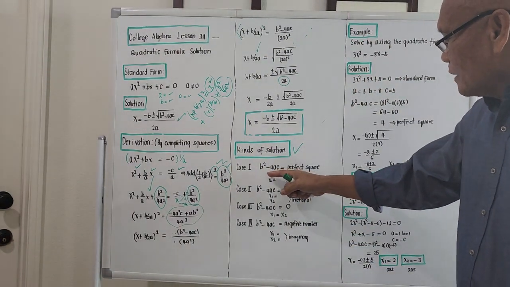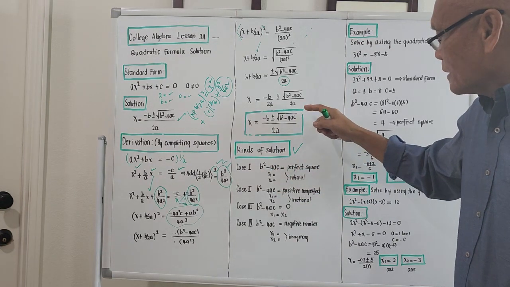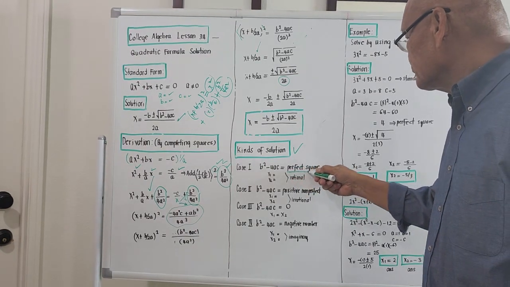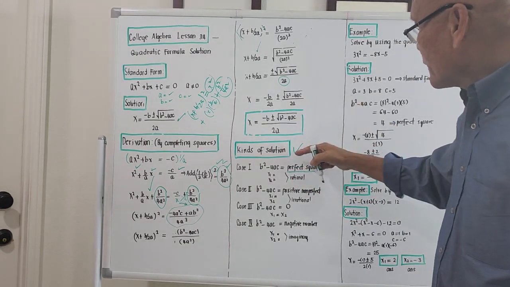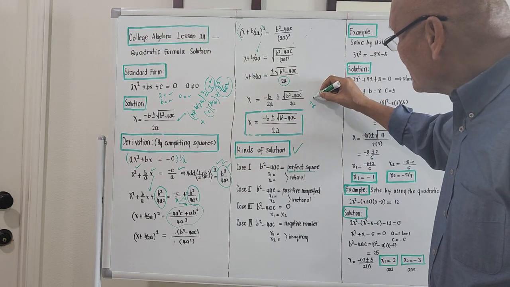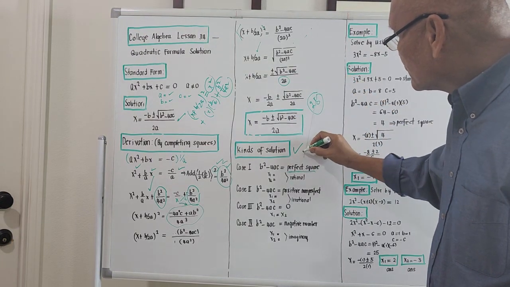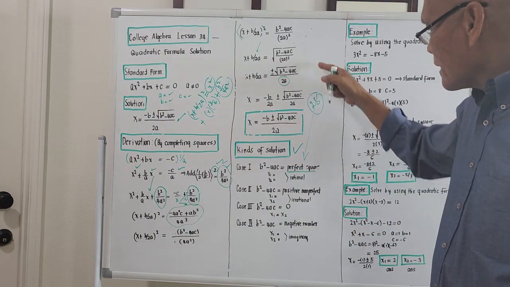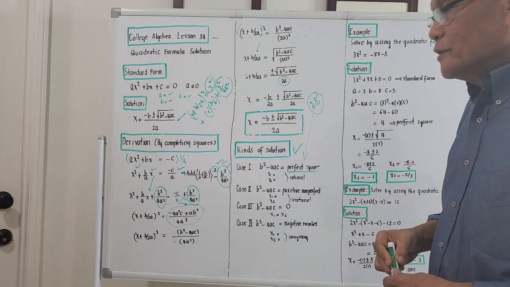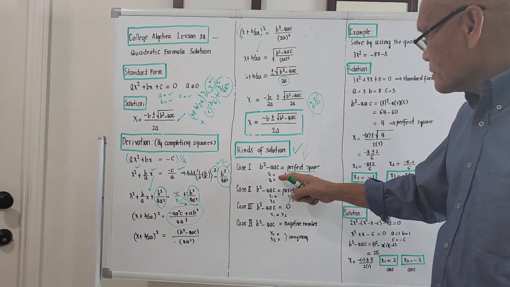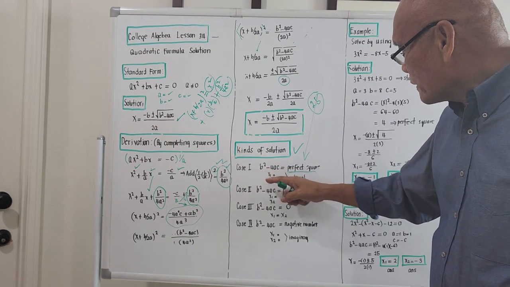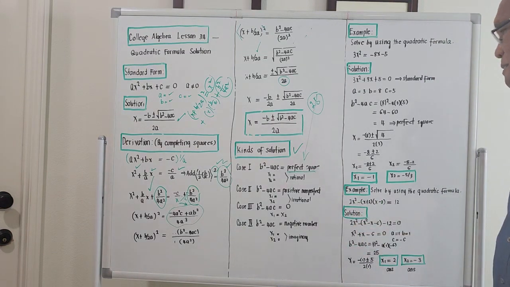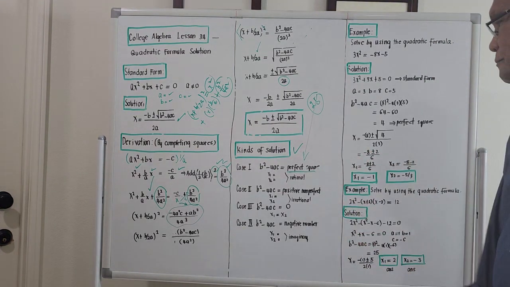Case number 1. If the value of b squared minus 4ac under the radical is a perfect square, for example, if what comes out inside the radical is 25, that is termed a perfect square. If the value of b squared minus 4ac is a perfect square, there are two rational values for x. There should be x1 and x2, and they are both rational. Rational meaning they are exact, right?